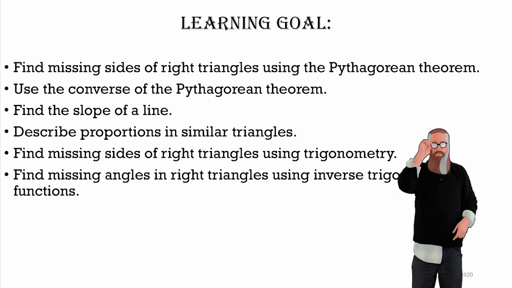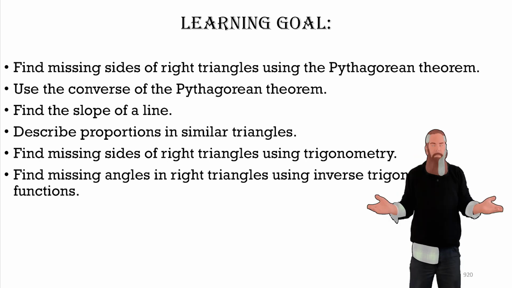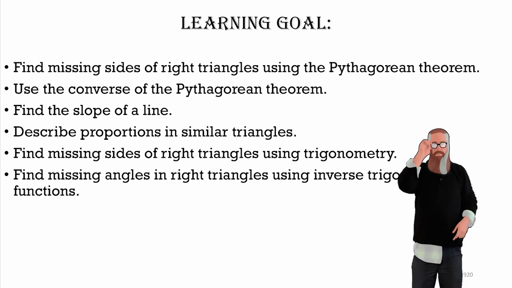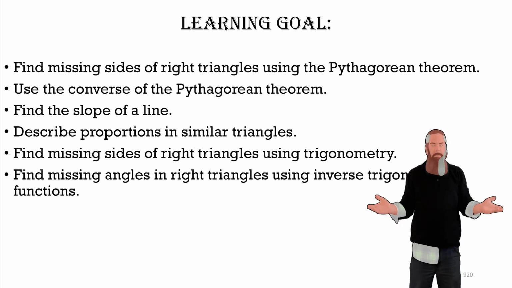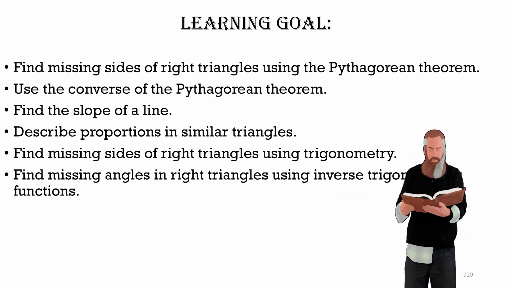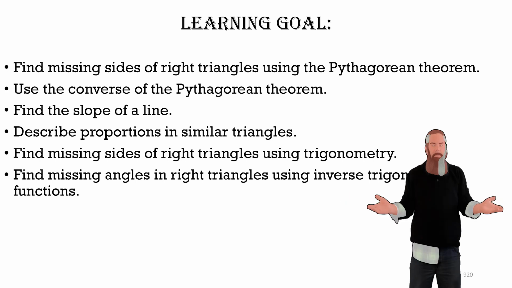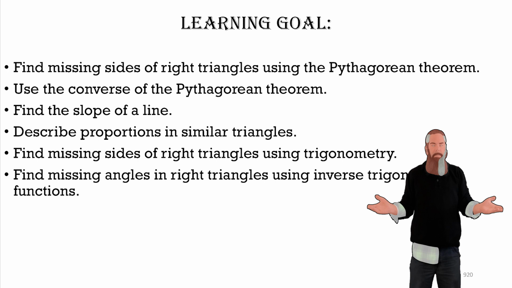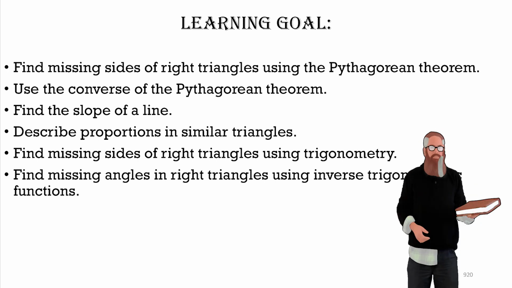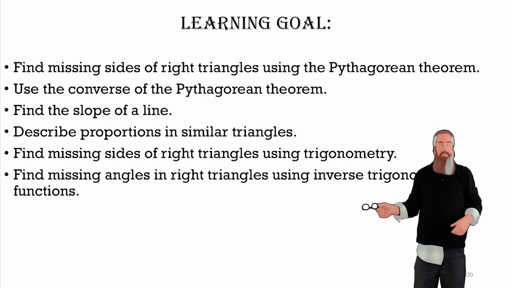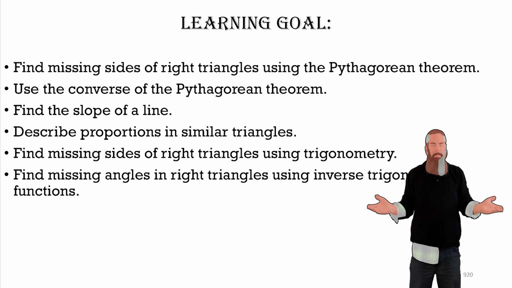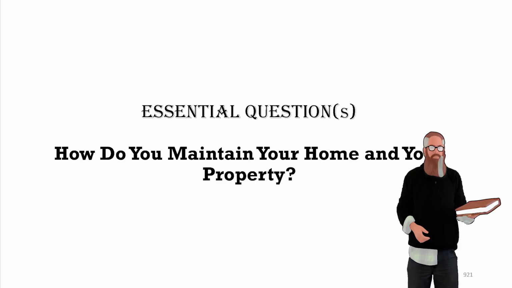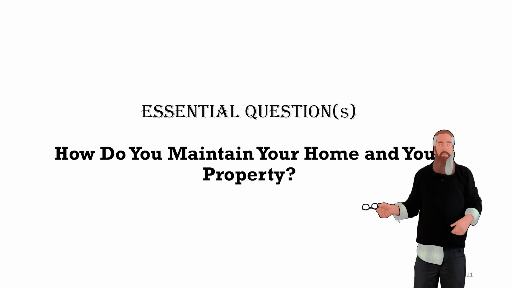In this lesson, we're going to find the missing sides of right triangles using the Pythagorean theorem. We're going to use the converse of the Pythagorean theorem. We're going to find the slope of a line. We will describe the proportions in similar triangles. We're going to find the missing sides of right triangles using trigonometry, and we're going to find missing angles in right triangles using inverse trigonometric functions. All to answer the question, how do you maintain your property?